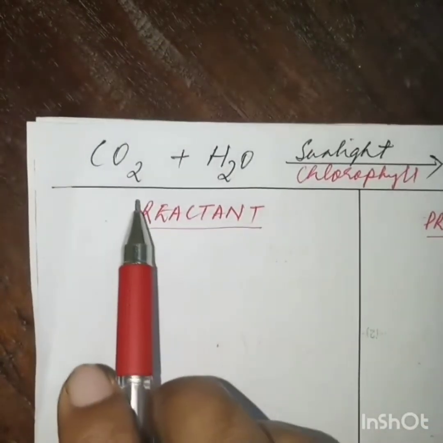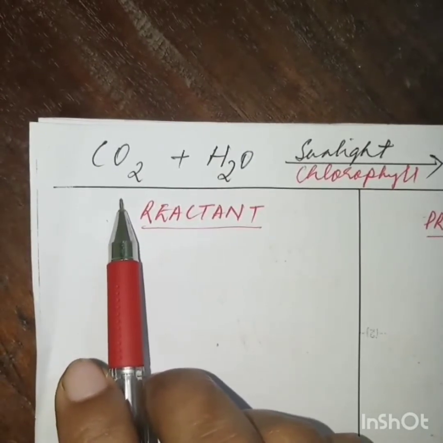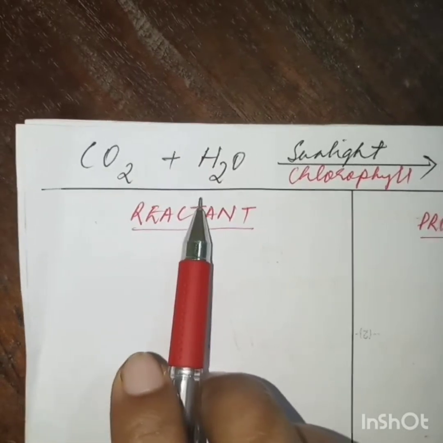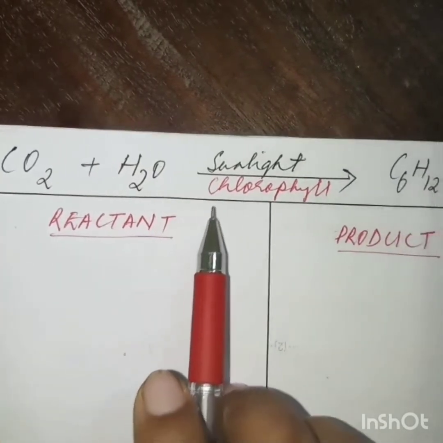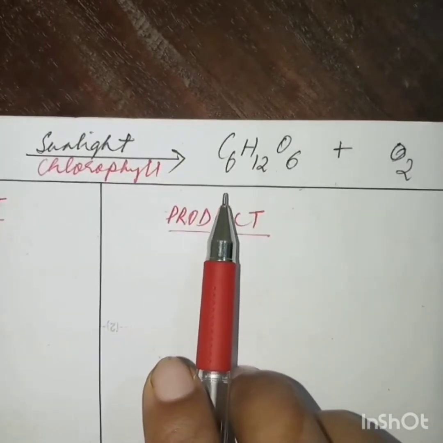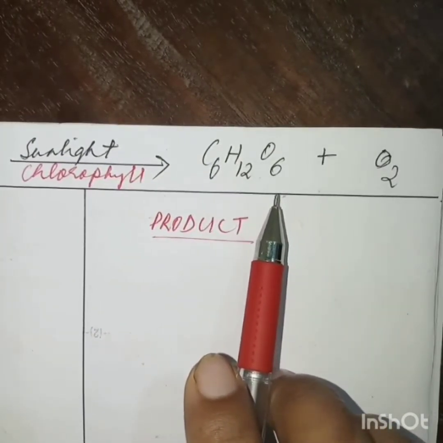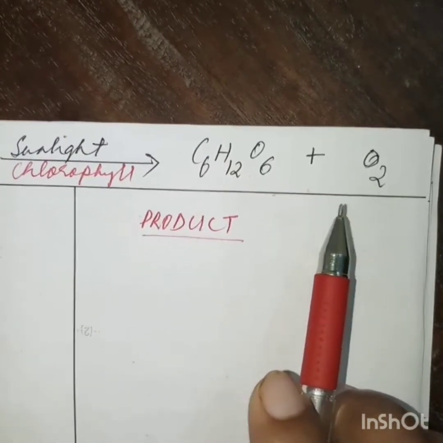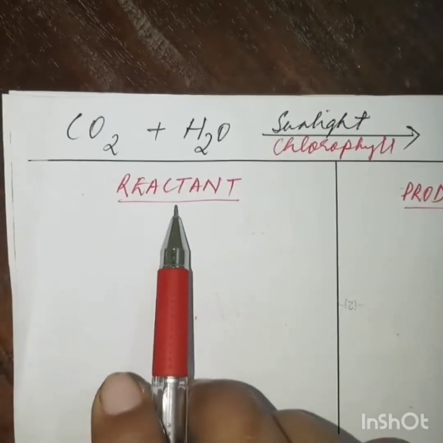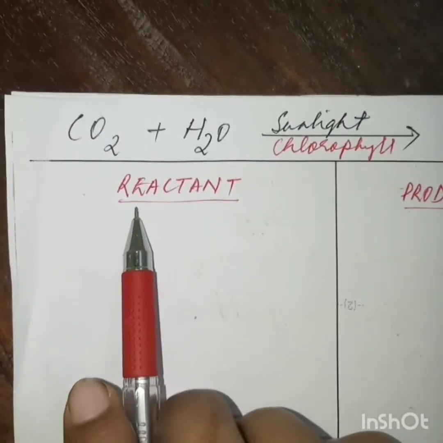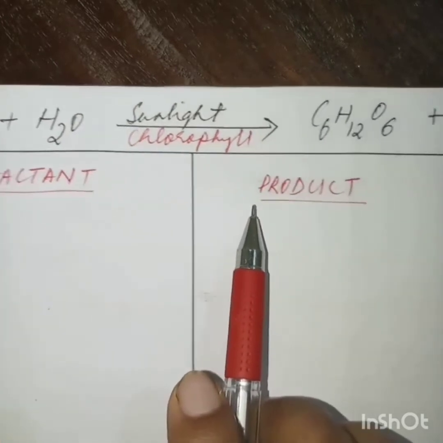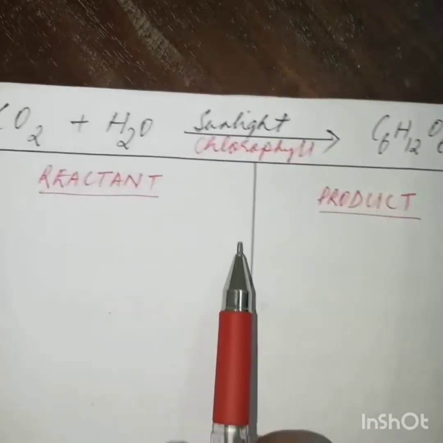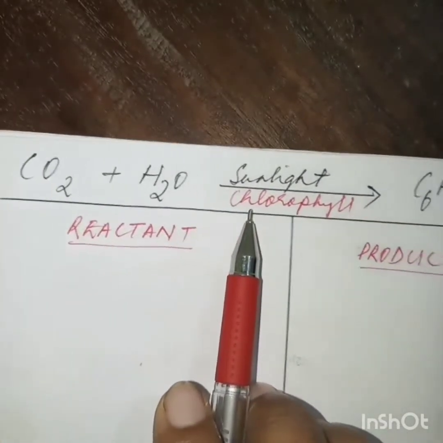If you look here, this is the chemical equation of photosynthesis. When carbon dioxide and water react together in the presence of sunlight and chlorophyll, we get C6H12O6, that is glucose, and oxygen as the byproduct. In a chemical equation, the left hand side is known as the reactant, and the right hand side is known as the product. If you look at this chemical equation, it is not balanced.